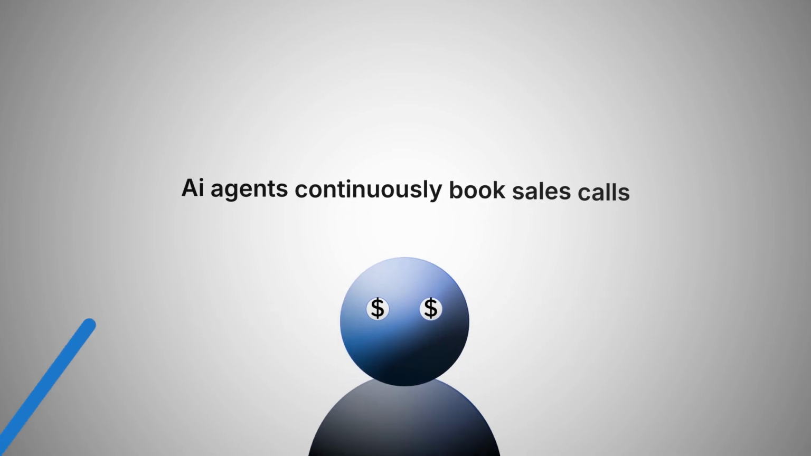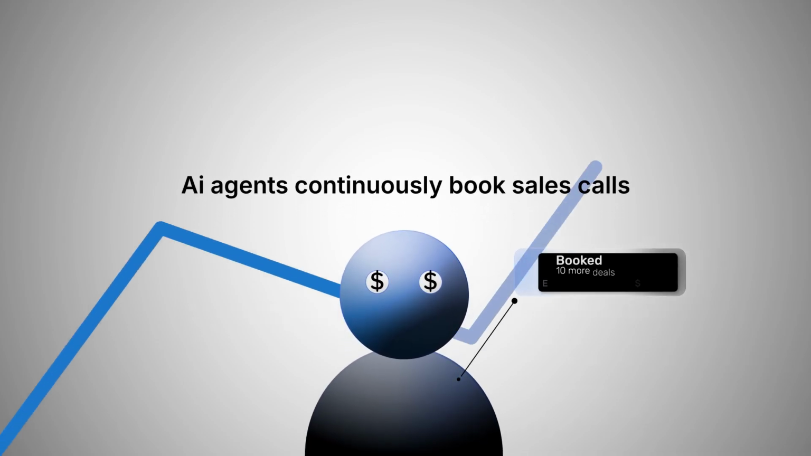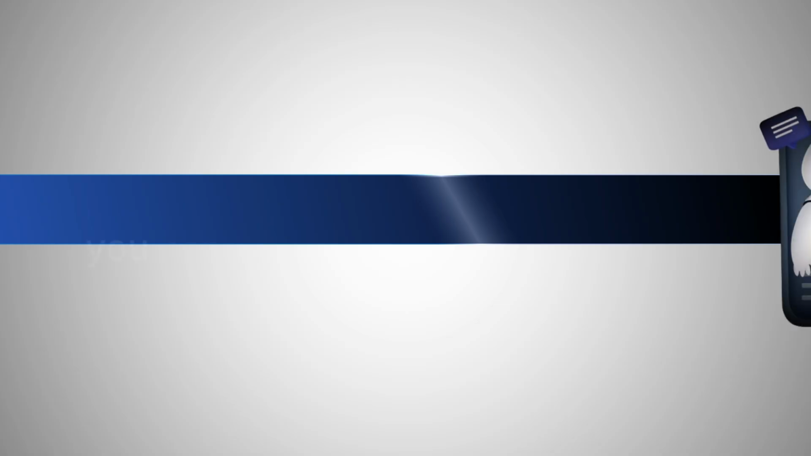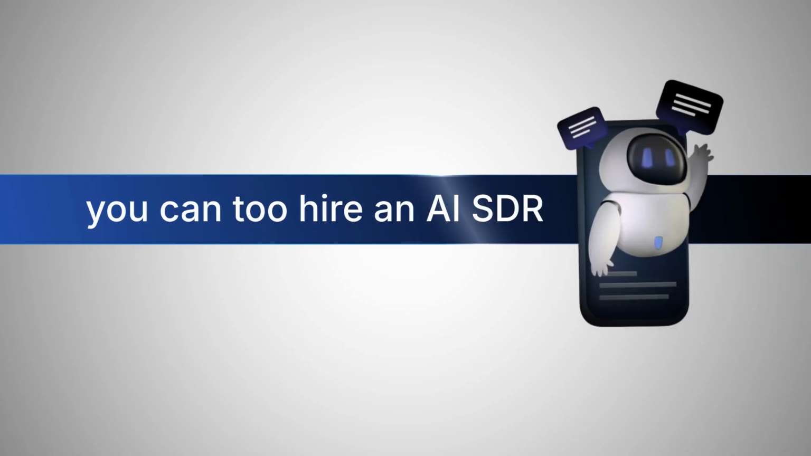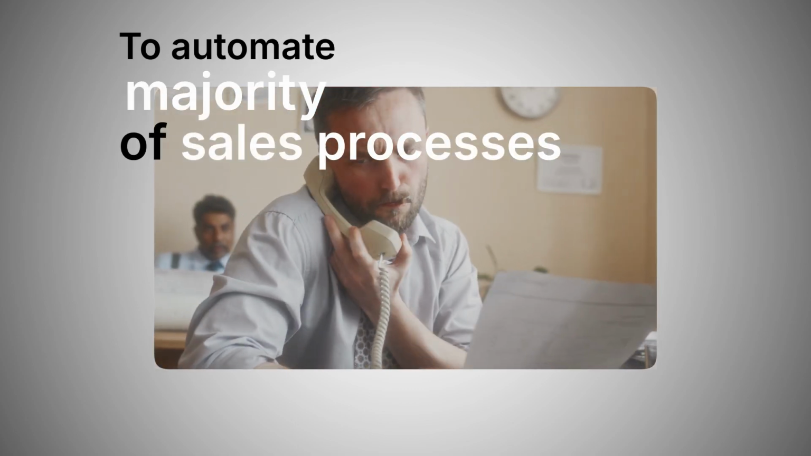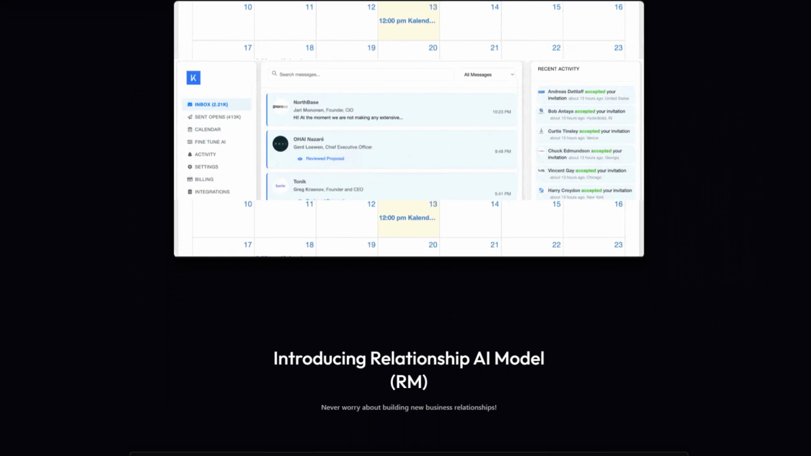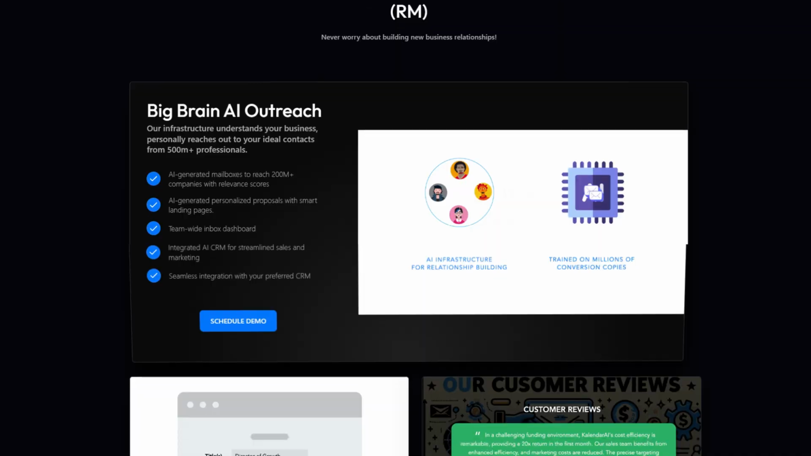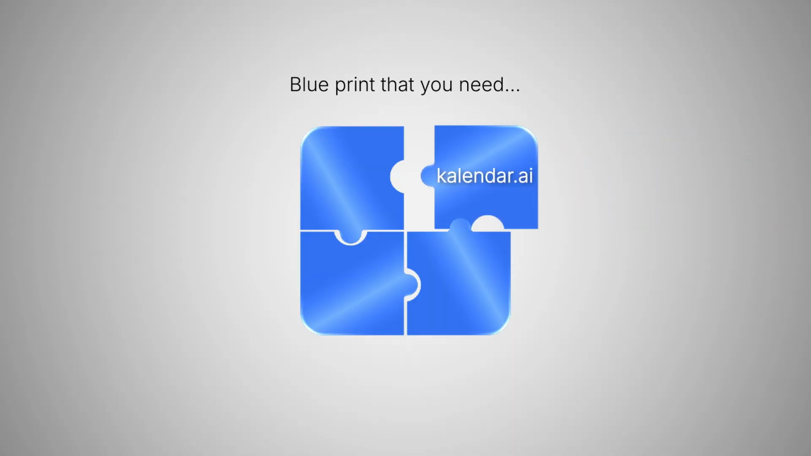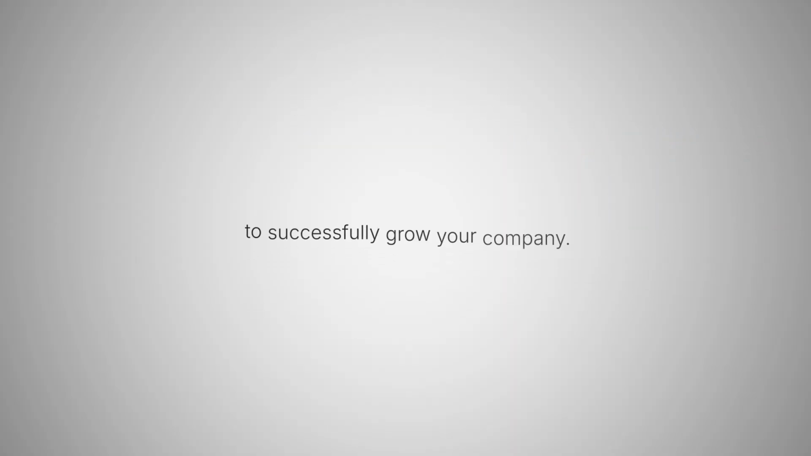AI agents continuously book sales calls and climb the ranks of the best sales team member in every company they work. And you can too: hire an AI SDR to automate the majority of your sales processes and generate a ton of revenue. That's why today I want to give you a demo of Kalendar.AI, explain how it works and what it does, and why it could be the last piece of the puzzle you need to successfully grow your company.